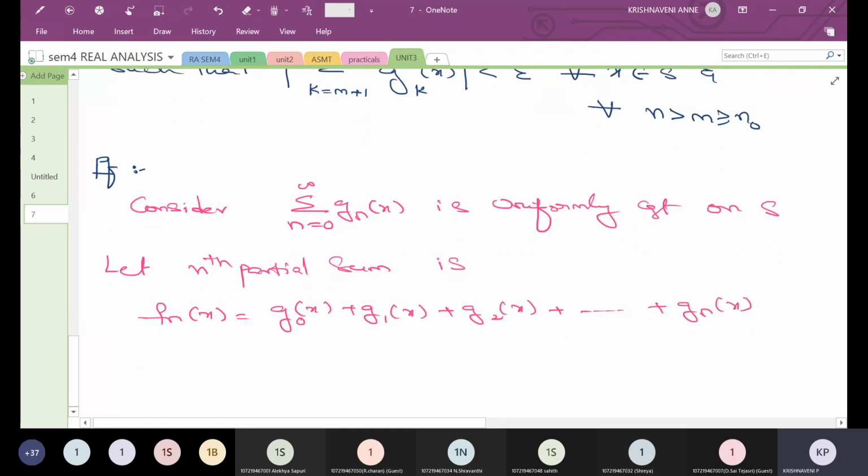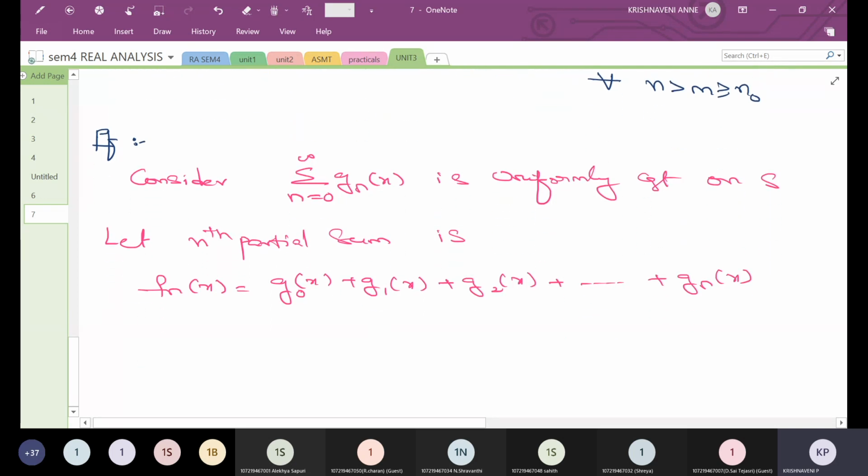Okay. Now, I took the nth partial sum. Now what is given? Since summation gn of x converges uniformly on S, can I say the sequence fn of x also converges uniformly on S?